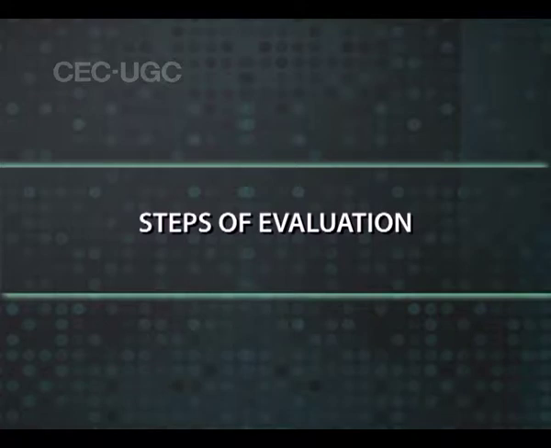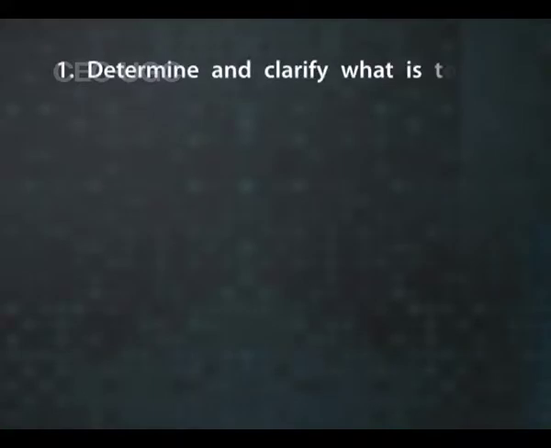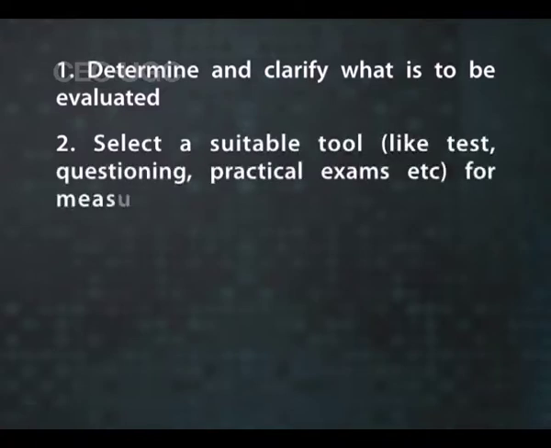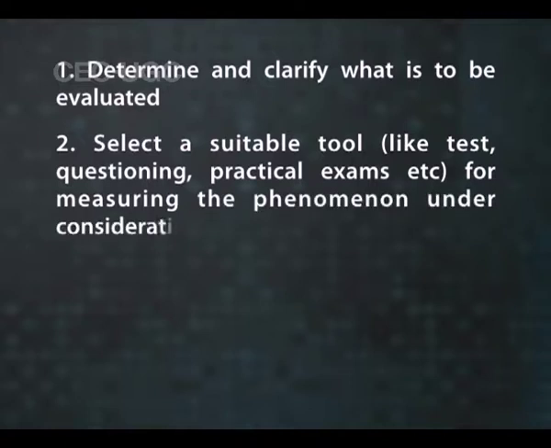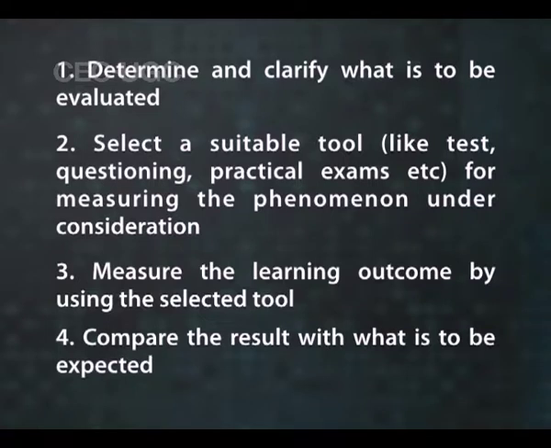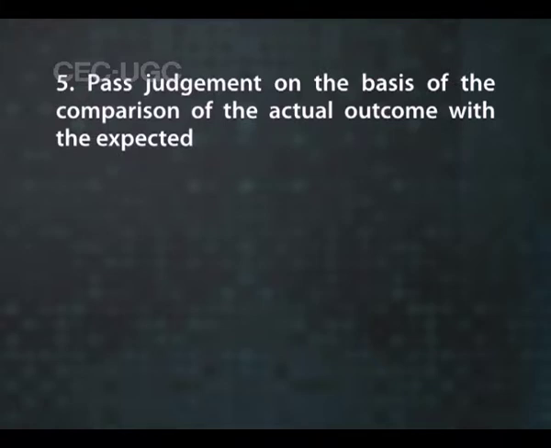Steps of evaluation. For evaluation in a classroom setting, there are some steps usually adopted by a teacher. First, the teacher should determine and clarify what is to be evaluated. Then, select a suitable tool like a class test, practical exam, or just ask questions for measuring what is determined at the first stage. Measure it using the selected tool. Compare the result with what is to be expected. As the last step, pass judgment on the basis of the comparison of the actual outcome with the expected.